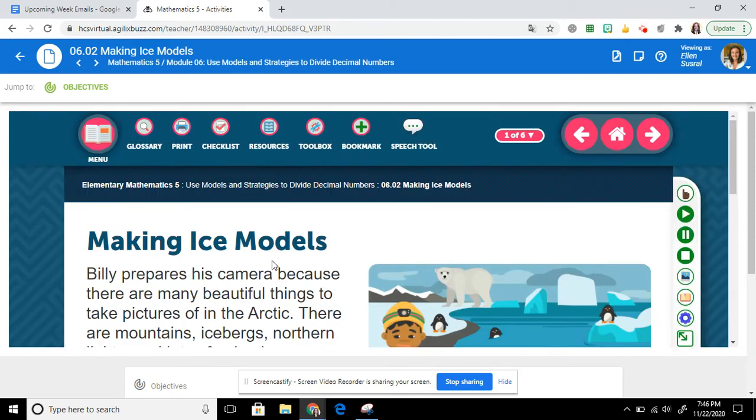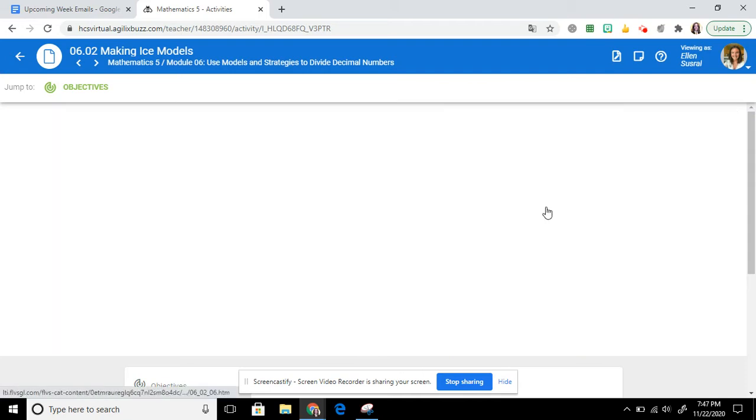And this lesson is 6 pages long. You're going to want to go through each of the 6 pages, boys and girls. Especially for this lesson, we're going to be using area models to help us divide decimals. And I know on some of these pages, it walks you through examples step by step on how to complete those problems.